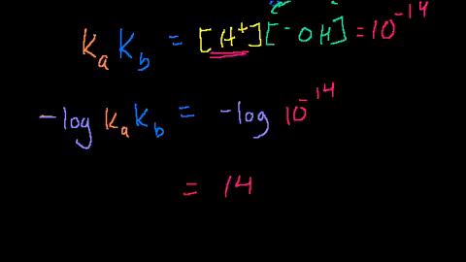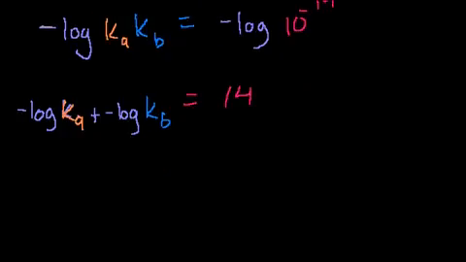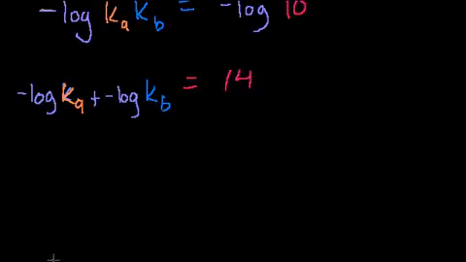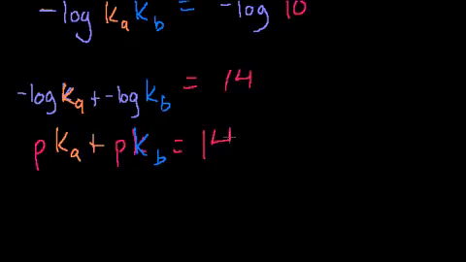And this one, we could use log properties. This is the same thing as the minus log of Ka plus the minus log of Kb. Or you could think of this as your pKa, this is your pKb. So you could say this is pKa plus pKb, and all of that's going to be equal to 14.